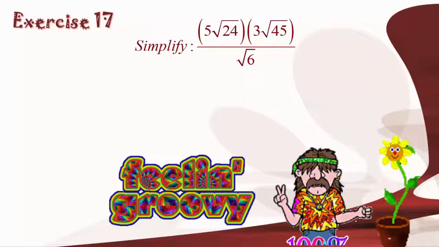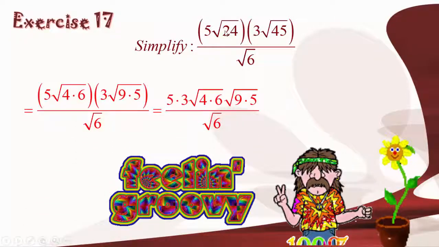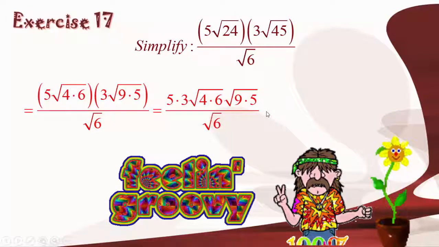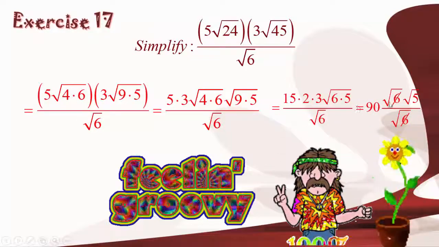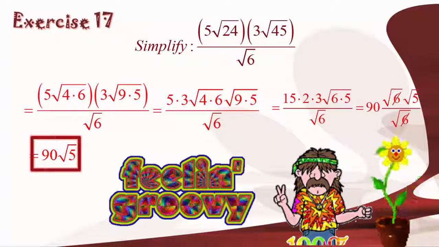Reviewing what we just did in 17, we found the perfect squares underneath each of the radicals, and we used that to simplify, and we saw we got a square root of 6, so we were able to cancel out the square root of 6's on the top and the bottom, and we ended up with 90 square root of 5. And this was our final answer.